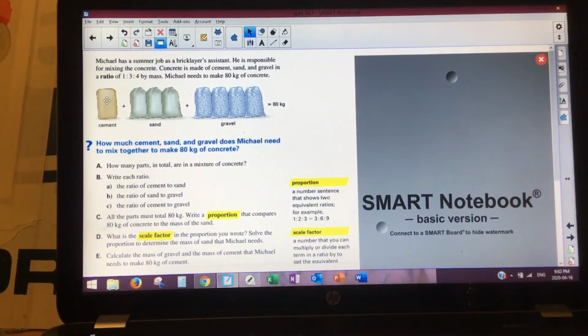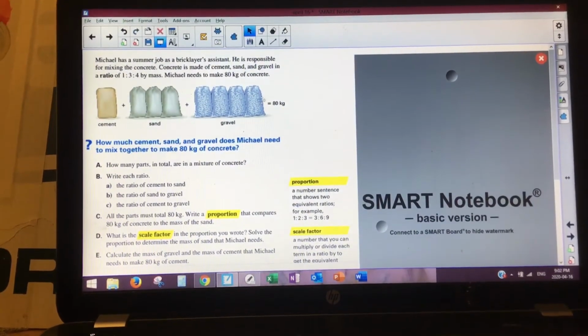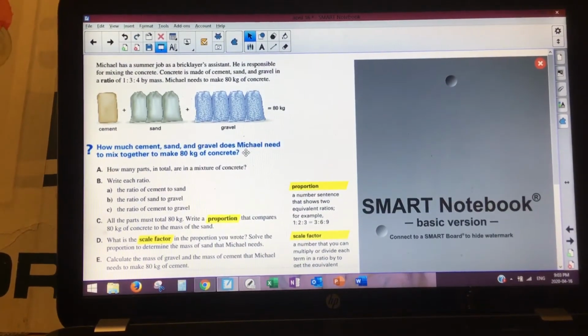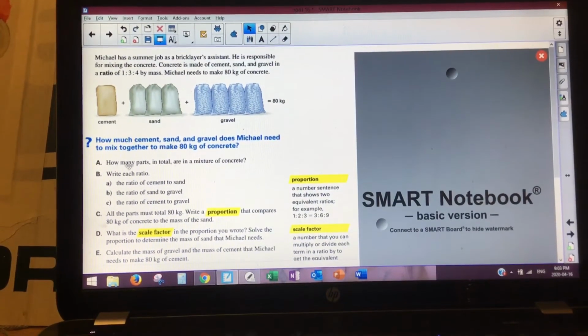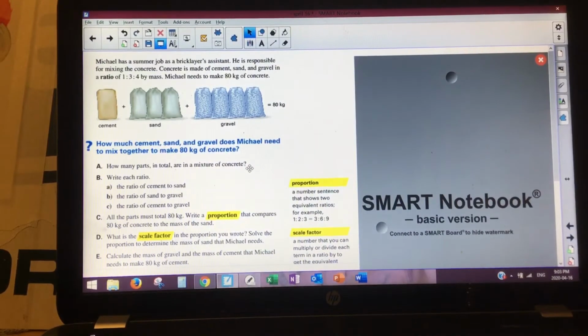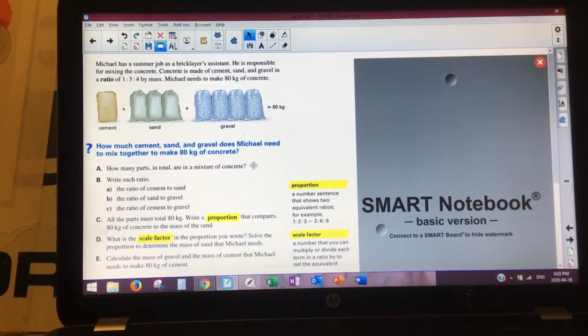1 part cement, that's the 1. 3 parts sand, which is the 3 in the middle. And 4 parts gravel, which is my 4 here. So how much cement, sand, and gravel does Michael need to mix to make 80 kilograms of concrete? So it kind of walks you through. So how many parts in total are in a mixture of concrete? Okay, you might want to pause it and give it a try.